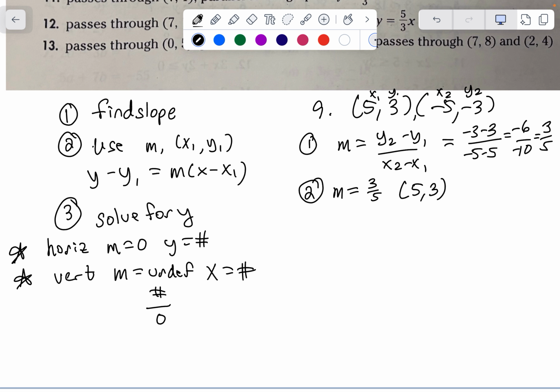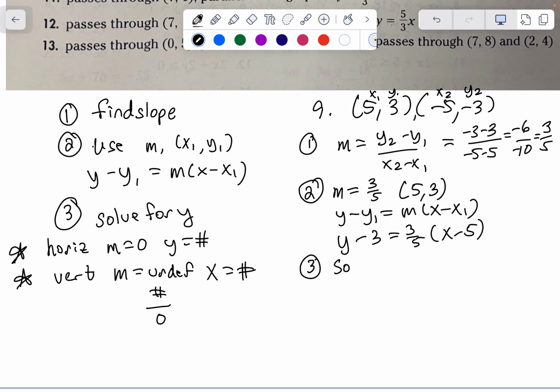And then we're going to plug into the formula, y minus y1 equals m times x minus x1. So we get y minus 3 equals 3/5 times x minus 5. So that's our plugging into the equation. That's technically the equation. It just doesn't look good. And so you got to solve it for y.